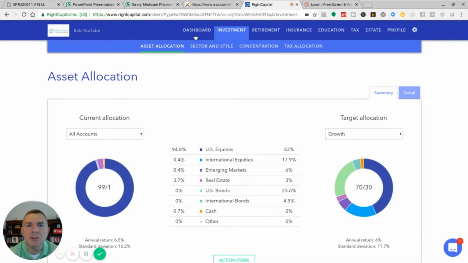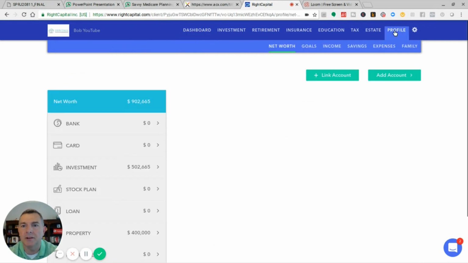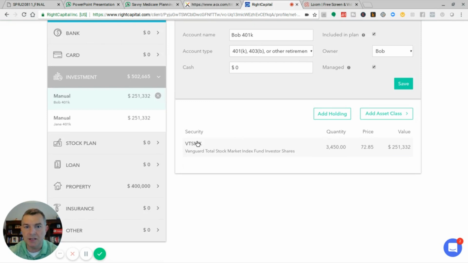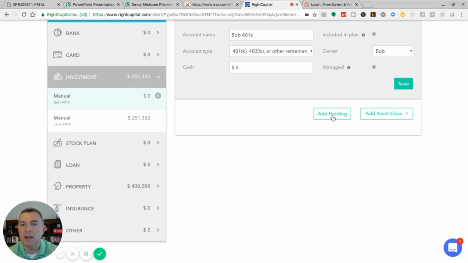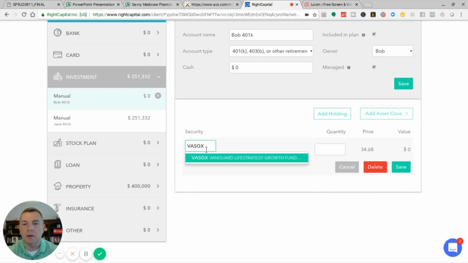Before we do that, I actually want to go back to the dashboard and switch out their investments from just a total stock index. I want to make it the VASGX, which is the Vanguard Life Strategy Growth Fund. So let's change this around a little bit. We're going to delete that and add holding for Bob, VASGX, Vanguard Life Strategy Growth Fund. It populates a share price of $34.68.